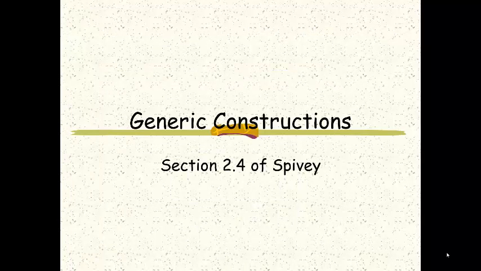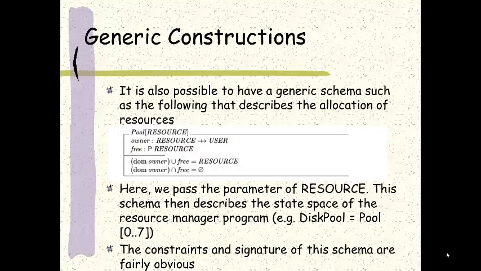Generic constructions. It's also possible to have generic schemas, such as one that describes the allocation of resources. So here you have a pool of resources, and the resources map to individual users. You also have a set of free resources, which is a set of resources. And the domain of owner union with the ones that are still free are the set of resources available. And you can't have one that has both an owner and is free.